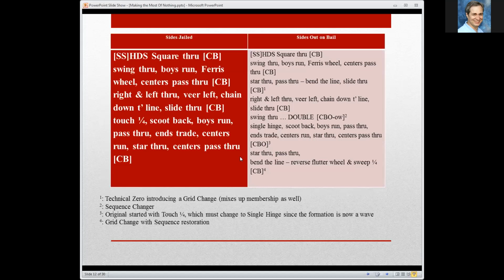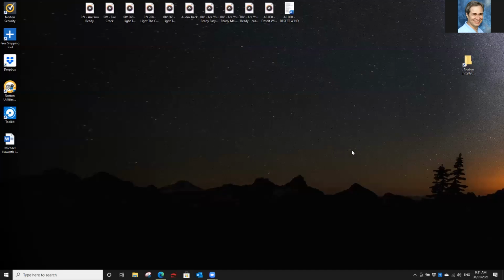Okay. So here's an example of being jailed. Maybe you could type this one in, Mel, or we could look at this in a second. So anyway, we start off with the head square through. That's a corner box. And then we swing through, boys run, Ferris wheel, centers pass through. That's our cliche.